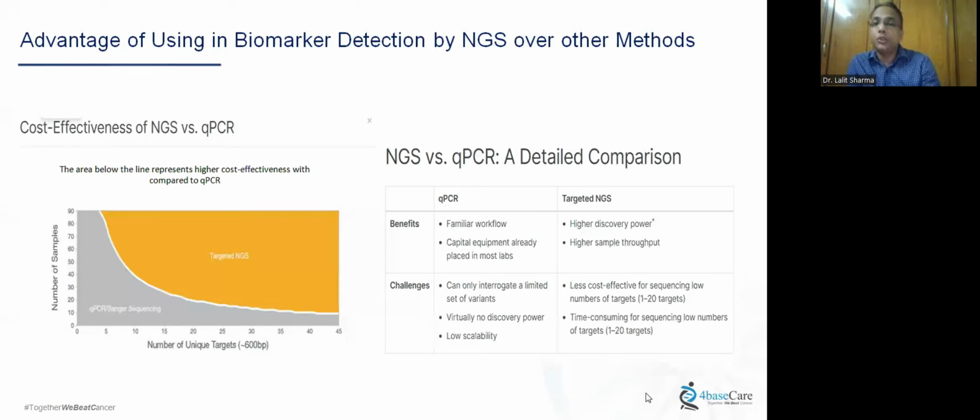It is only going to give you limited answers, those which you have already decided you want out of this test. And there is a low scalability. Whereas in the targeted NGS, there is a higher discovery power, where we now have larger and larger panels, which are going to give us a large amount of data.